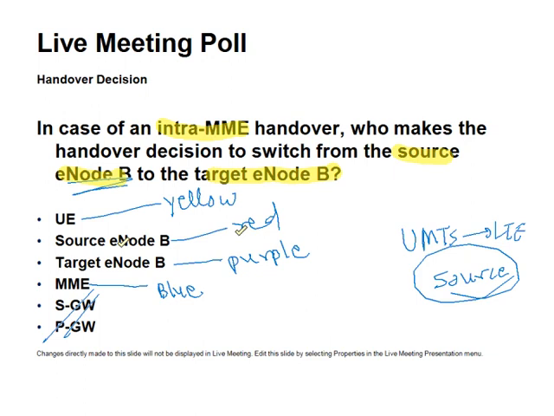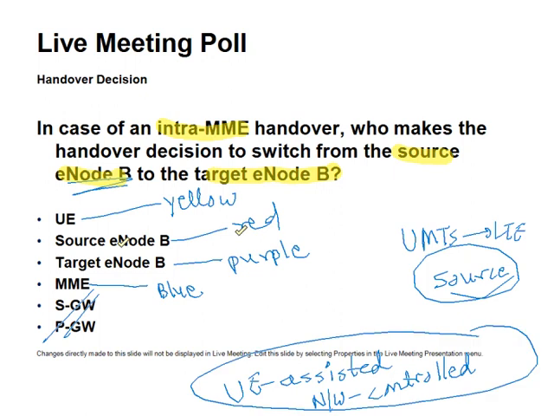The network is in control, not the UE. So this kind of handover will be UE assisted network controlled handover. Network makes the handover decision, that's why network control. And to help the network, UE provides measurements. So UE assists the network with measurements. So UE assisted network control hard handover.